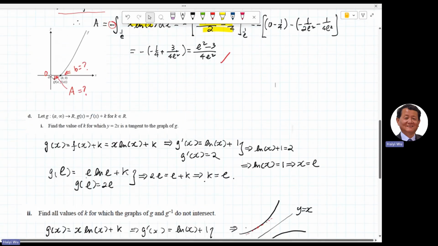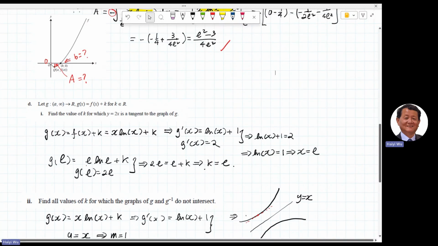The next one is g(x). g(x) involves a vertical translation. We put a k, so the translation factor is k. We want to find the value of k for which y equal to 2x is a tangent to the graph. It means when you do tangent, we need to use the derivative to find a gradient. So we differentiate g(x).